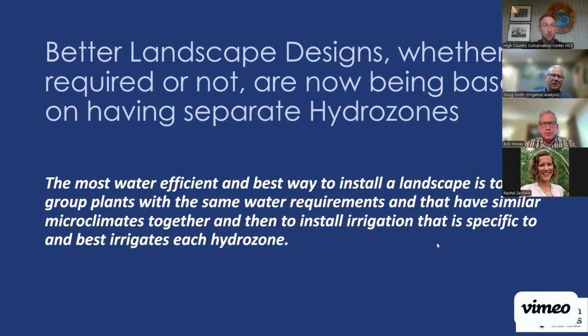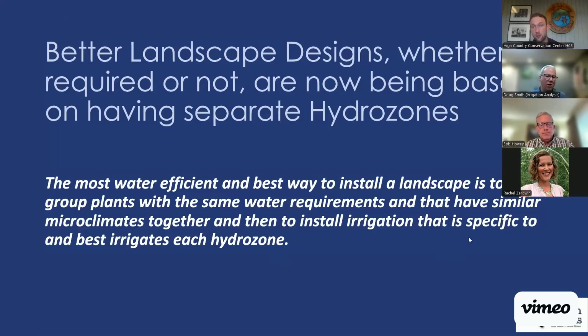All right, better landscape designs, whether required or not. There are not really a lot of requirements depending on where you're at. Some municipalities do have a lot of requirements, and you just have to make sure that you meet all those check mark boxes. But the most water efficient and best way to install a landscape is to group the plants with the same water requirements, as we said already, and then make sure that the irrigation matches that specific hydrozone.